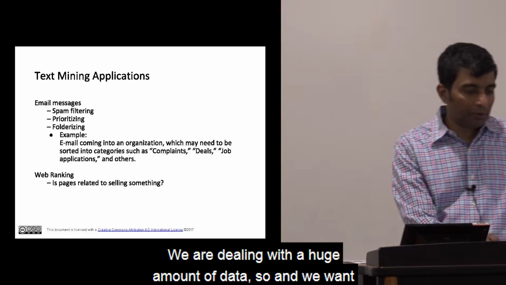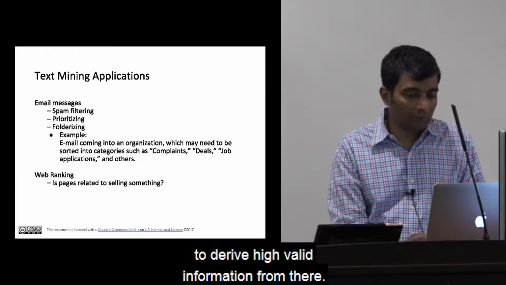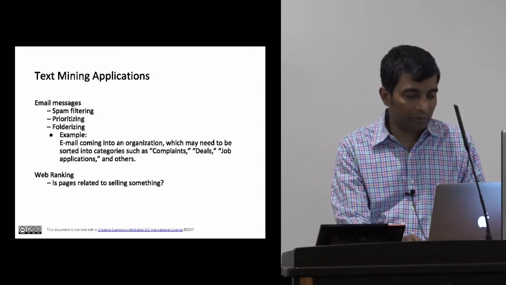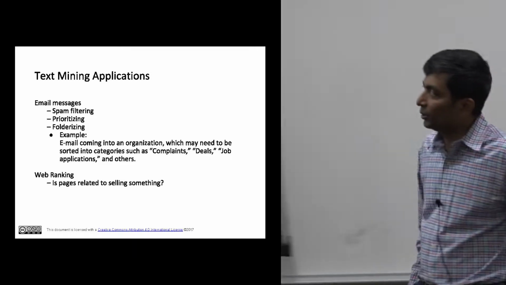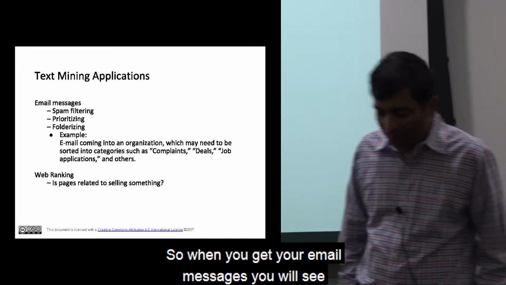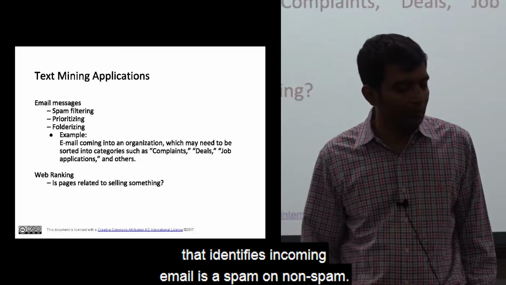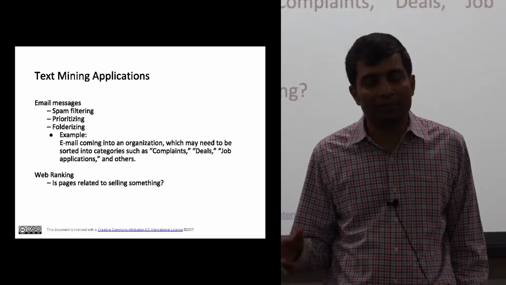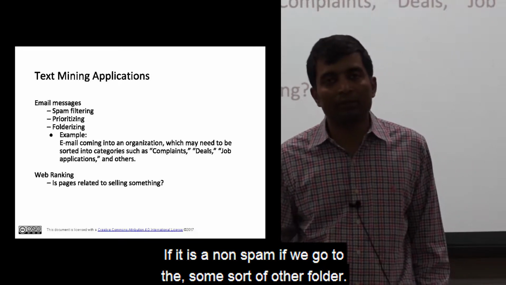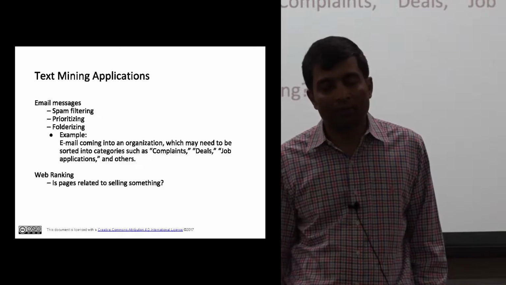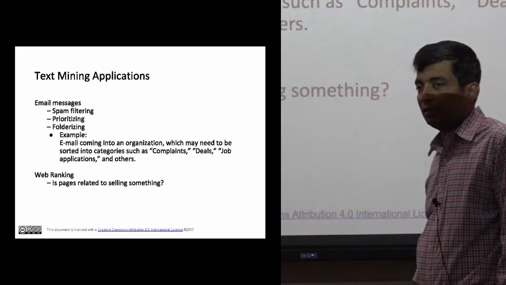What type of information are we looking for? We are dealing with a huge amount of data, and we want to derive high-valued information from there. Possible text mining applications you will hear about include spam filtering. When you get your email messages, there is an automated system that identifies whether an incoming email is spam or non-spam. If it is spam, it will go to the spam folder. If it is non-spam, it will go to some other folder. So there we can use text classification.